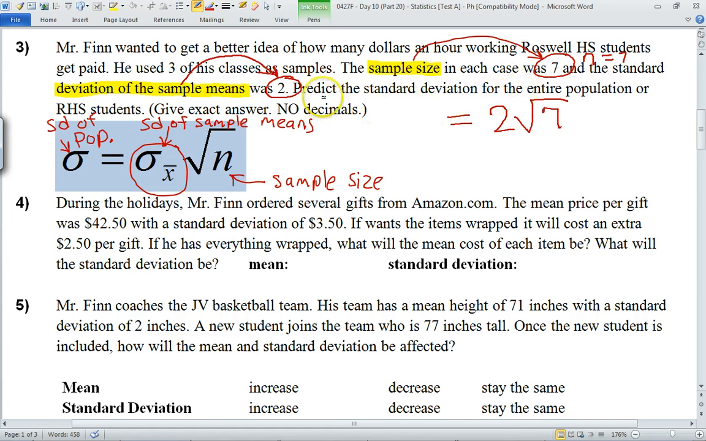Now, we're supposed to predict or figure out the standard deviation of the entire population. Okay, so that's another one of our variables. But we're not given the population, so that's the thing that we are trying to find. So I'll just leave that as the variable. Okay? So really, this is the answer right here, 2 radical 7. It says give an exact answer, no decimals. So this would be it. The standard deviation of the population would be 2 radical 7. Obviously, if I wanted a decimal, I could put this in my calculator and find a decimal.